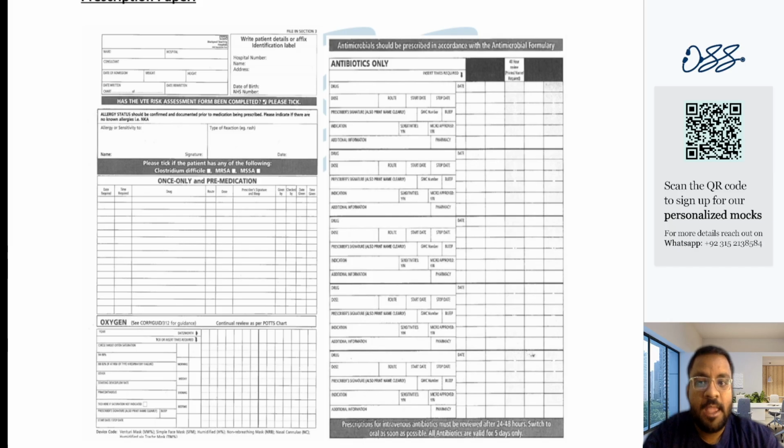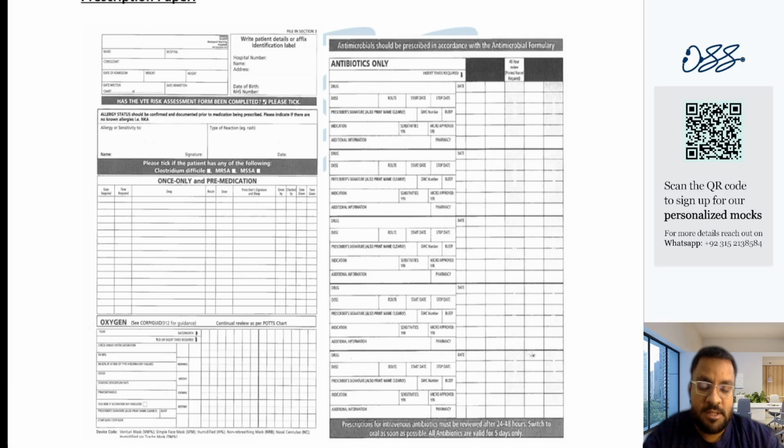Then they ask if the VTE risk has been calculated and if the VTE assessment has been done. Then there is a section for known allergies to a particular drug, and what kind of allergic reaction that allergy caused.